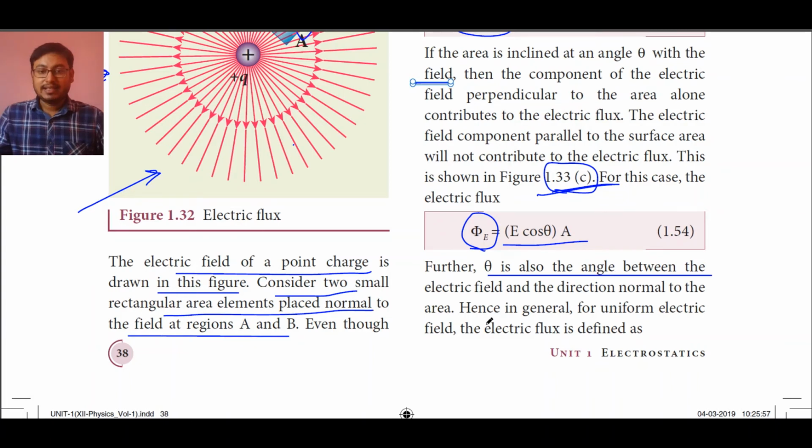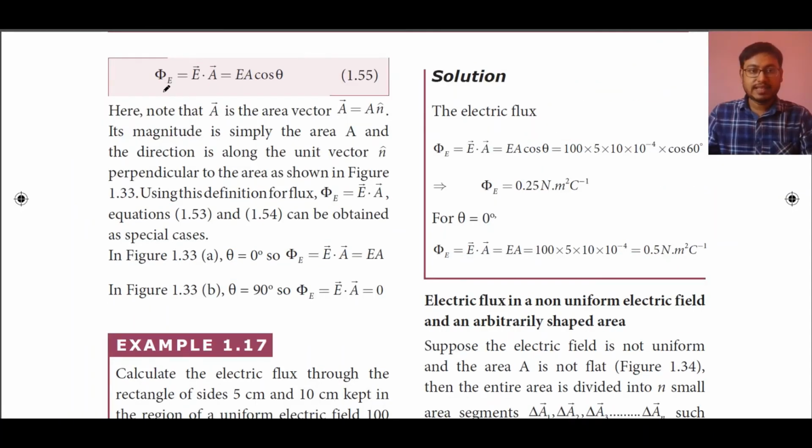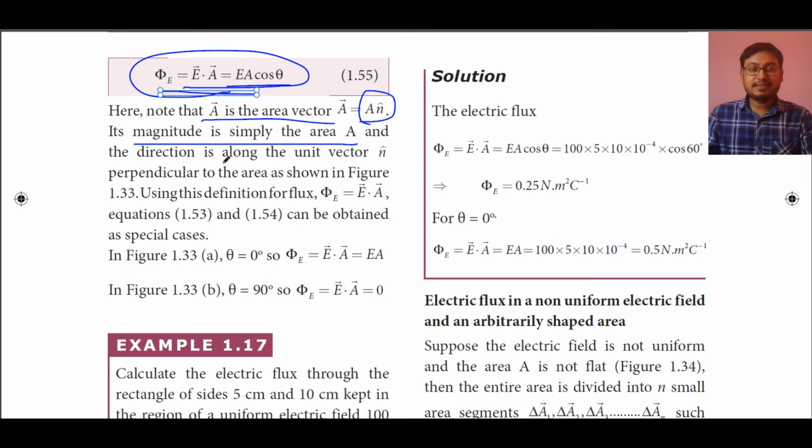Hence, in general, for a uniform electric field, the electric flux is defined as psi E is equal to E dot A, that is equal to EA cos theta. So this is the general formula for finding electric flux for a region, and that region may be perpendicular or at any angle with the uniform electric field lines. Here note that vector A is the area vector, equal to area A into n cap. Its magnitude is simply the area, and the direction is along the unit vector n cap perpendicular to the area, as shown in figure 1.33.